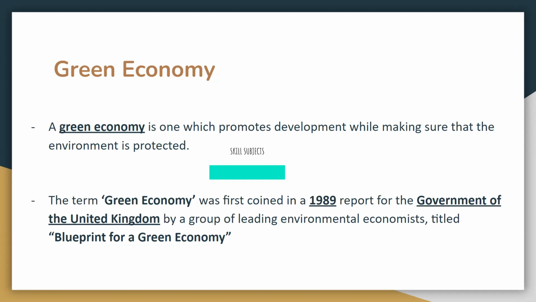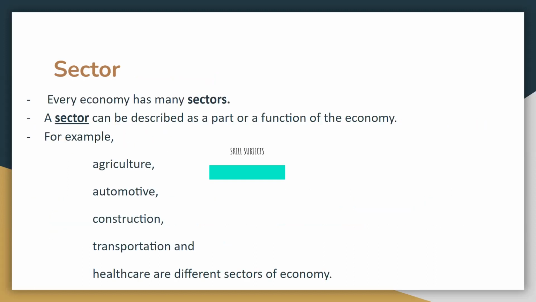So the term green economy was first brought in 1989 by the government of UK. This was brought in by a group of leading environmentalists and economists, who titled it as Blueprint for a Green Economy. So they did come up with a report that said what all things need to be taken care of to make sure that the environment is also protected with development.